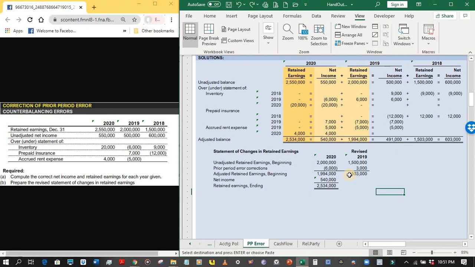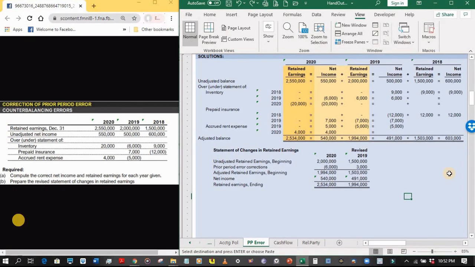Then we are going to add the net income. Which net income will be added to the 1,503,000 pesos? The net income is the adjusted 2019 net income of 491,000 pesos. So 1,503,000 pesos plus 491,000 pesos is 1,994,000 pesos, which is the adjusted retained earnings ending in 2019.